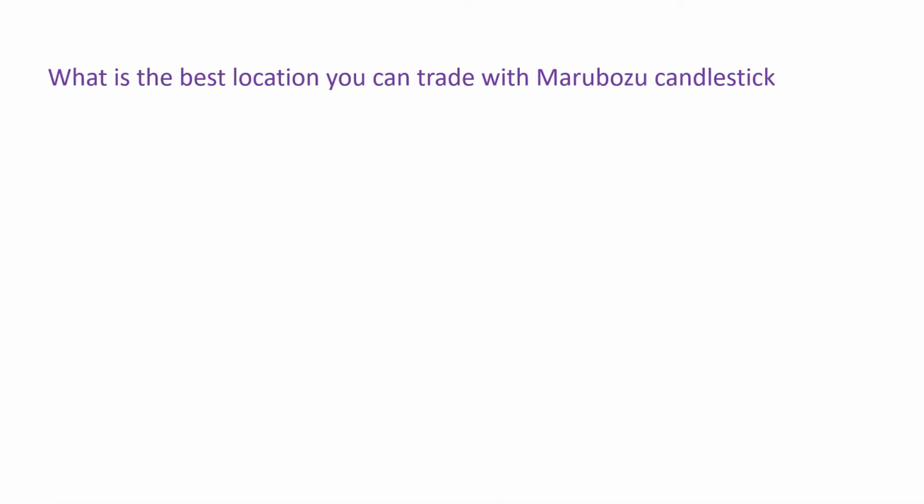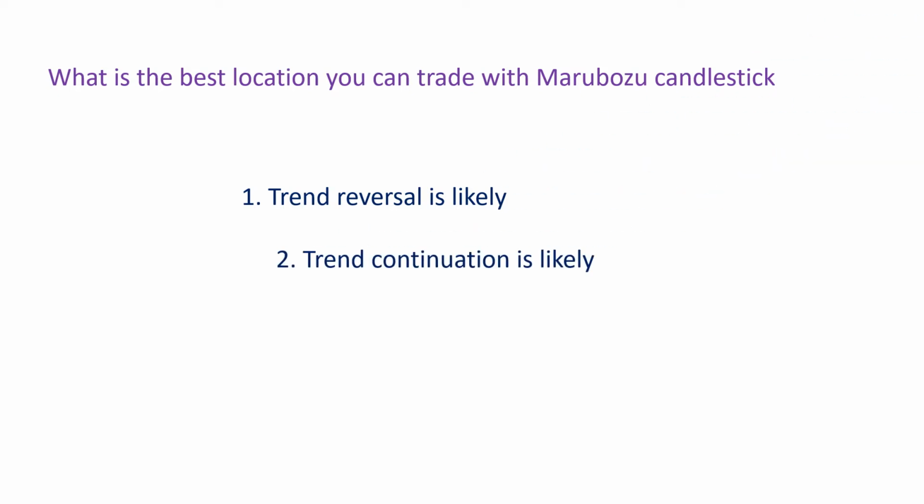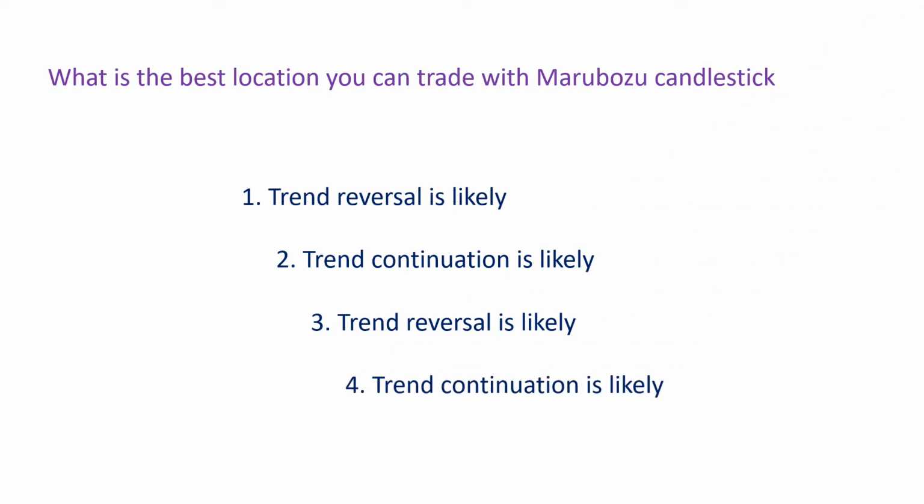What is the best location where you can trade with the Marubozu candlestick? If a bullish Marubozu appears at the bottom of a downtrend, trend reversal is likely. If a bullish Marubozu appears at the end of an uptrend, trend continuation is likely. If a bearish Marubozu appears at the end of an uptrend, trend reversal is likely. And finally, if a bearish Marubozu appears at the bottom of a downtrend, trend continuation is likely. Let's have an example.